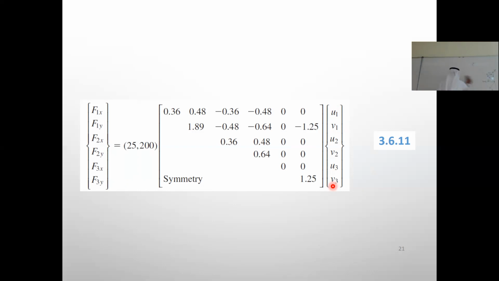F1y equals 0.48 times U1 plus 1.89 times V1. I think F2x, F1y. F2x is unknown, reaction. F2y is unknown, reaction. F3x is unknown and F3y is unknown. There is F1x and there is F2x. Which one do you know? F1y. You know F1y?